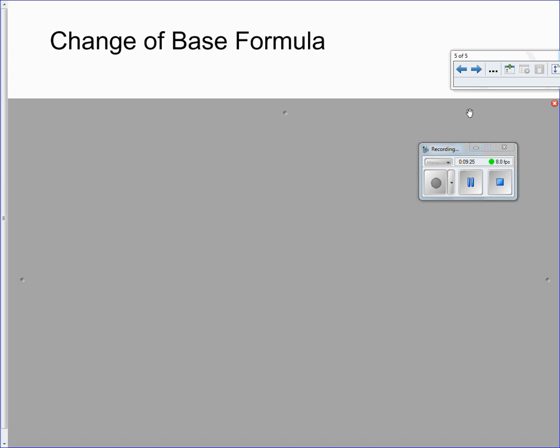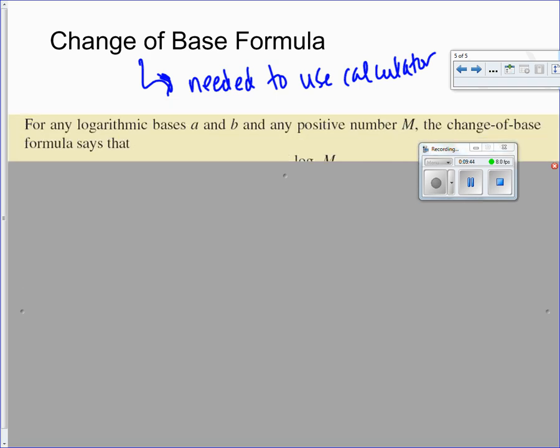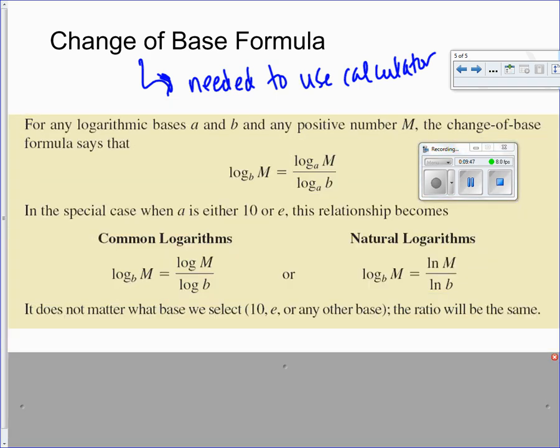All right, so the change of base formula is the last thing we need to learn, and it's the one that helps us to use our calculator. All right, there's a lot of text here. It doesn't matter. All you need to focus in on is this right here and this right here. So it's saying if you have log base b of m, there are two things you can do in your calculator. You can either do log m divided by log b using the common log, or you can do natural log m divided by natural log b.